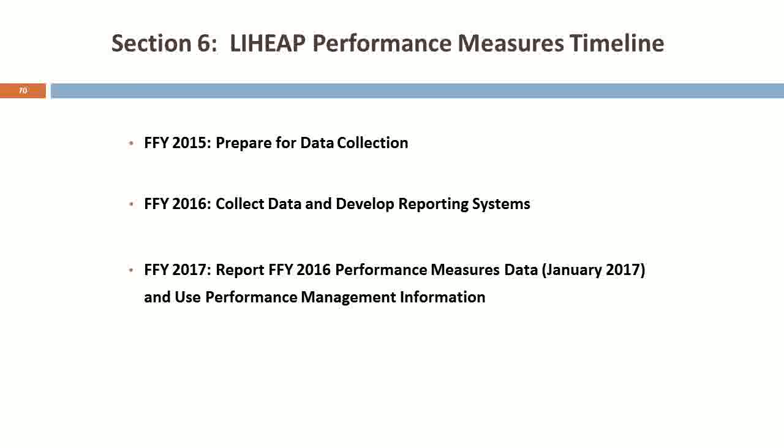And then in fiscal year 2017 is when you're actually going to report the data. So that'll be January of 2017. You're going to report it for 2016. So collection begins in October, and then you're going to start putting all that data you've collected to work the next October to report in January, if that isn't confusing.